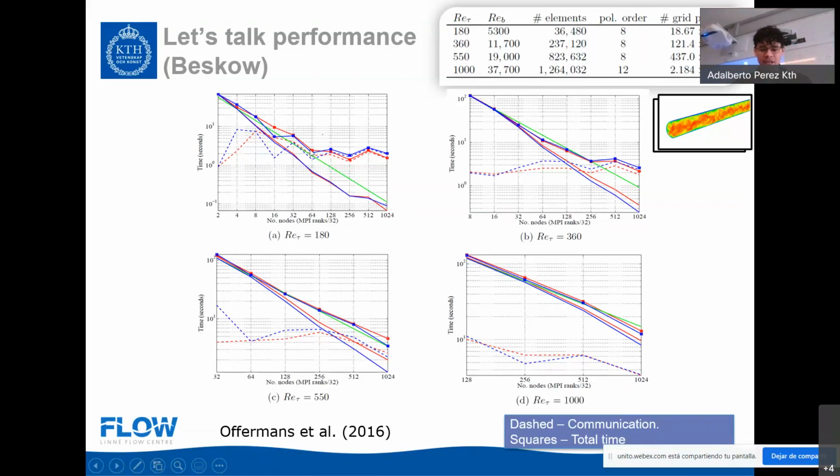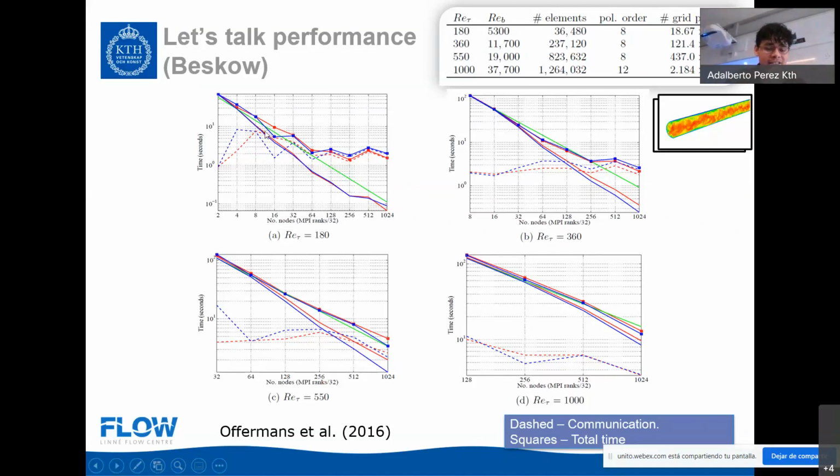Okay. In the pictures themselves, the dashed lines represent communication time, and the lines with squares represent the total time of execution for 20 time steps, as done in this study. And as I said, even 20 time steps is very representative of the whole simulation, because it is a cyclic operation and it is very homogeneous among time steps.